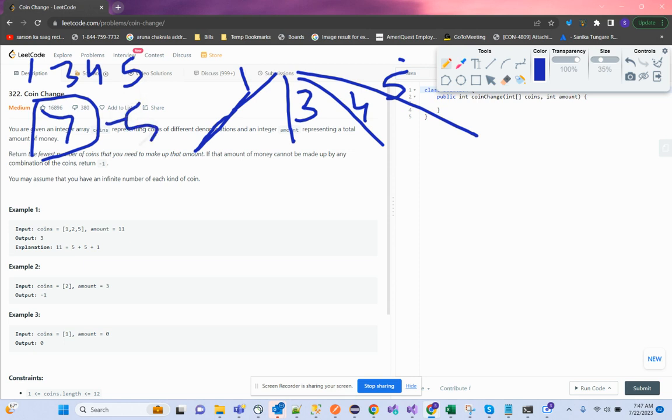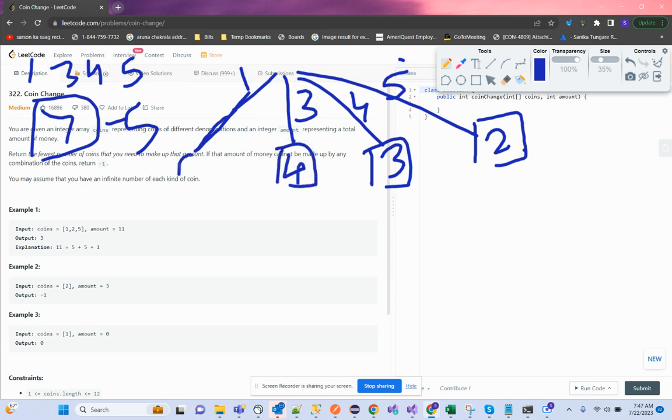7 minus 5 is how much? 2. So here the remaining amount is 2. So we have to make amount 2 now, right? We have to make amount 2. 7 minus 4 is 3. We have to make amount 3 now. Then 7 minus 3 is 4, and 7 minus 1 is 6, right?